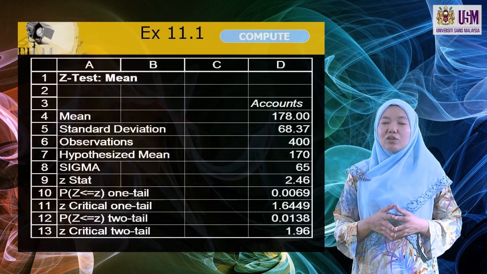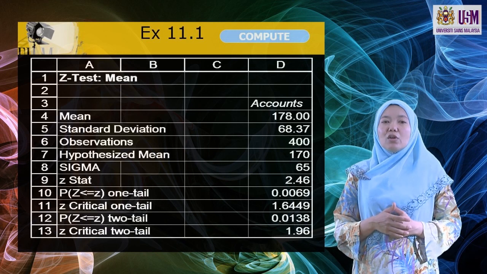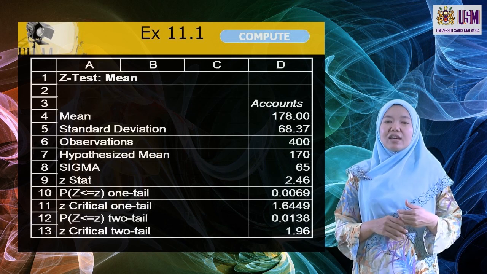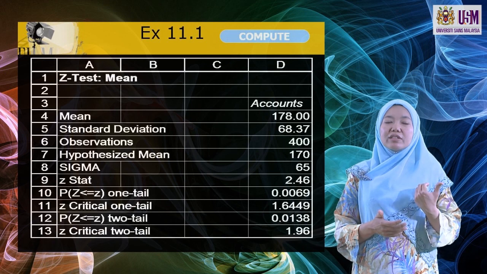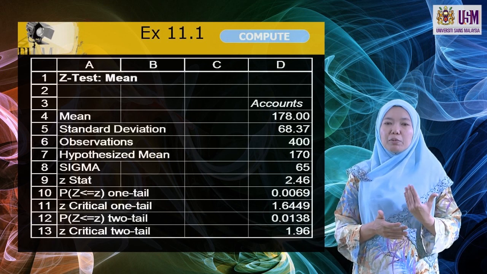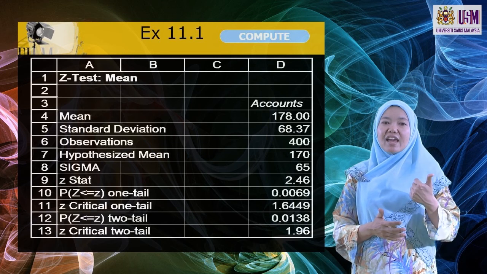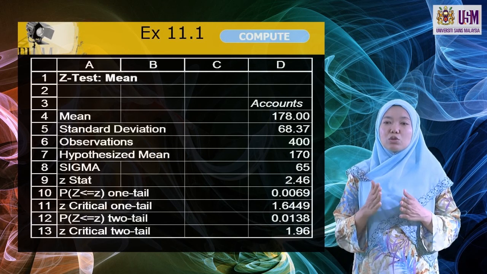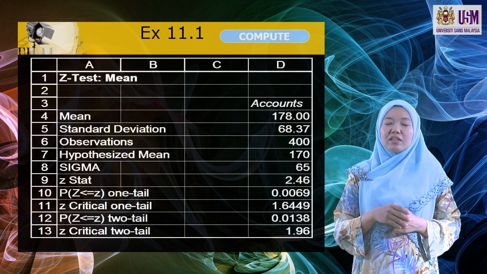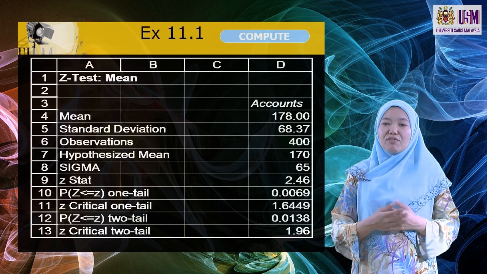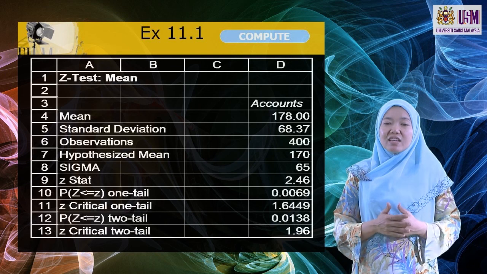If you do the test just now using statistical software in Excel, Data Analysis, this is the result that is produced. It states there Z test for mean, and mean equals 178, that is your mu, standard deviation 68.36 is your sample standard deviation, observation 400, hypothesis mean is 170, that is mu, 178 is X bar just now, sigma is 65, Z statistic is the critical value, 2.46, probability of Z less than Z is 0.069. That is one tail, and then you have two tail. It's a different value. That one I'll discuss afterwards. So basically, whatever you calculated just now can be done easily using software.